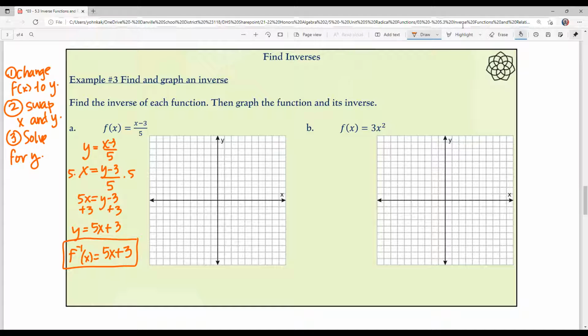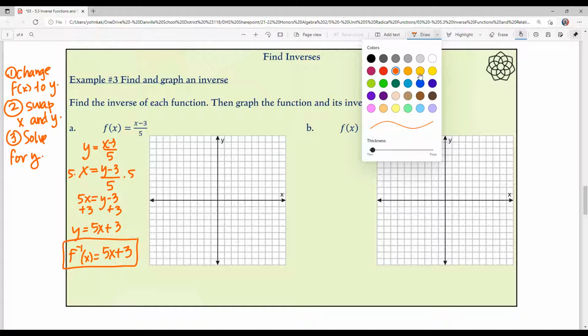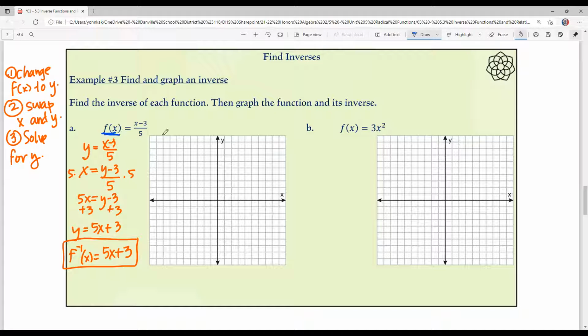So let's graph the before. We'll do this one in blue. So this is the same as saying 1/5 x minus 3/5. So if I start at negative 3/5, which is an estimate, and then go up 1 over 5, up 1 over 5. I can also go down 1 and left 5, down 1 and left 5. Here is my original function.